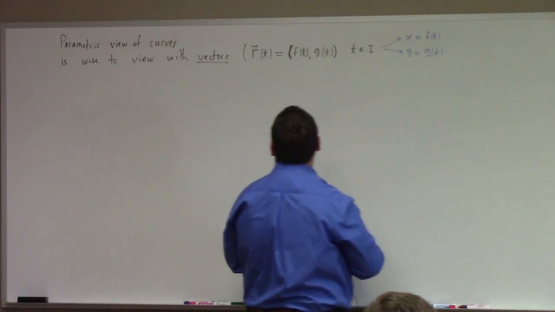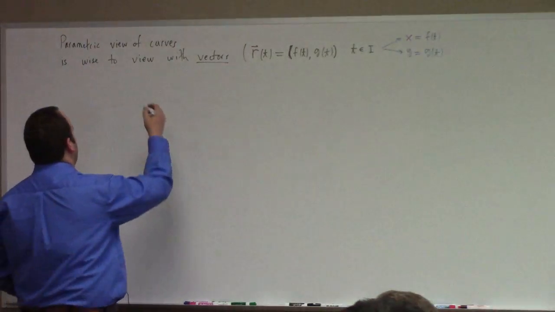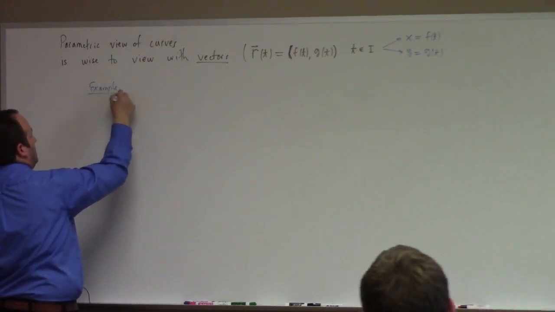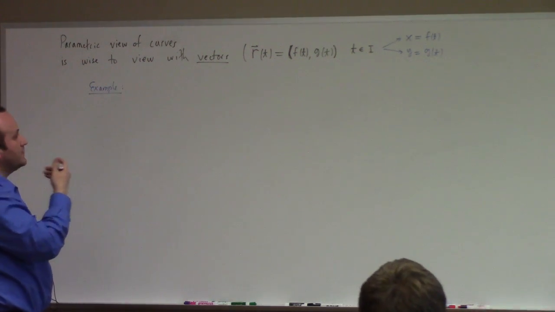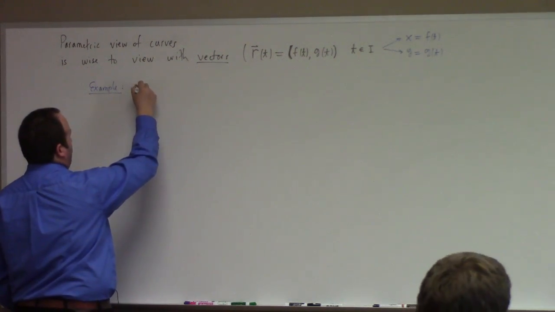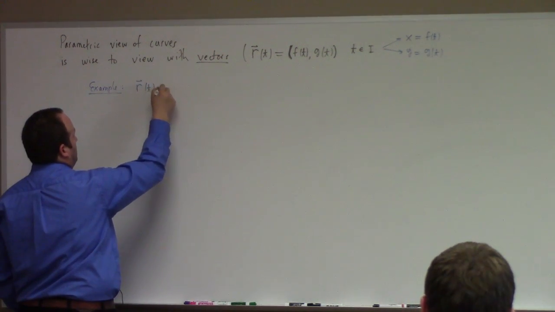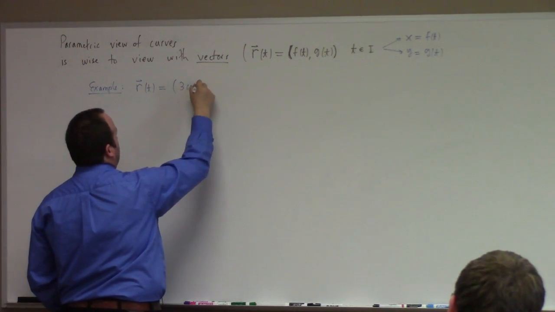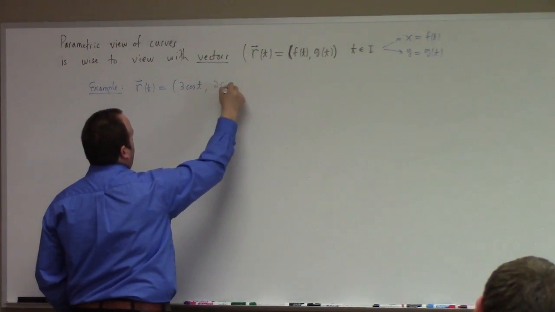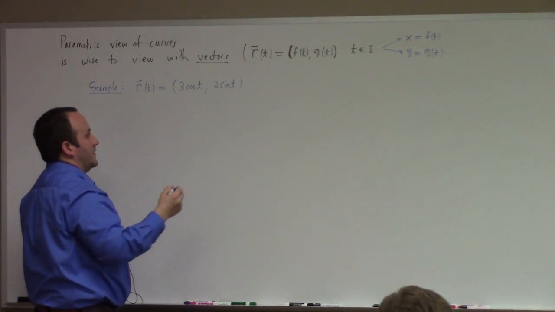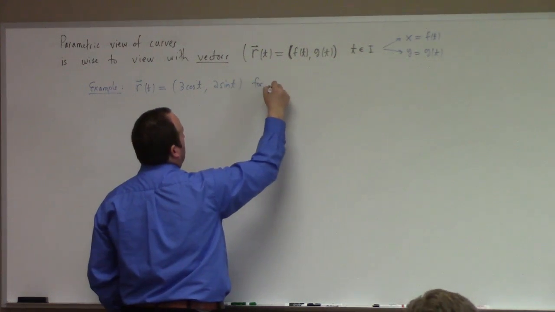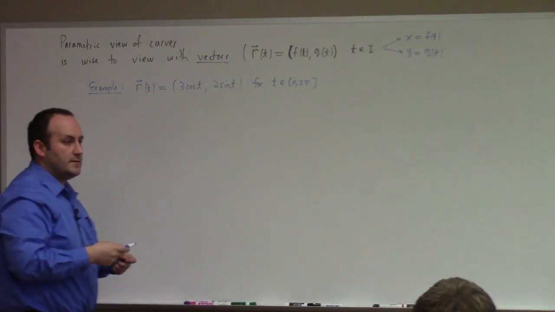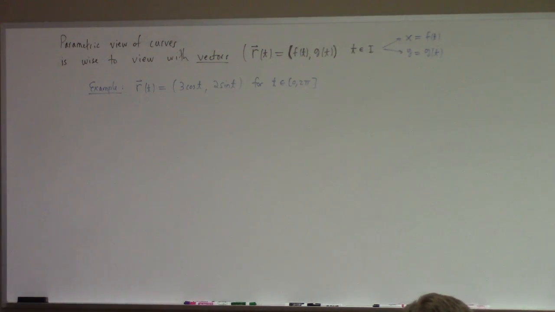So just for an example, just to get us started here. Let's see here. We could have something like r of t equals, I don't know, how about 3 cosine t, 2 sine t, for t in 0 to 2 pi, right? This would be a parameterization of what curve?